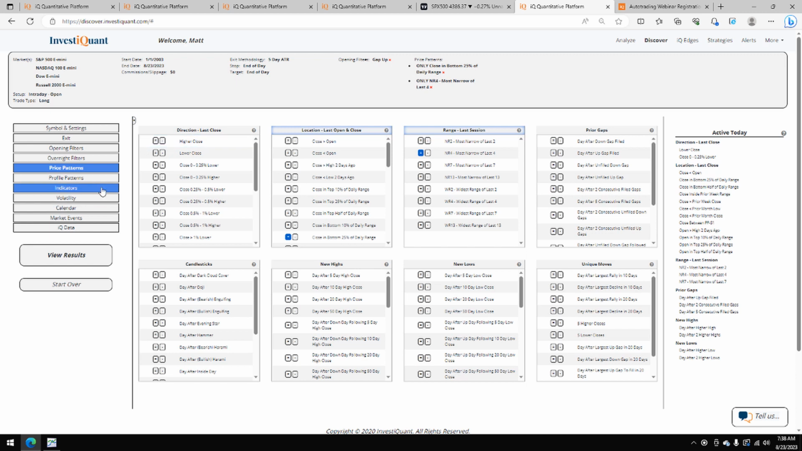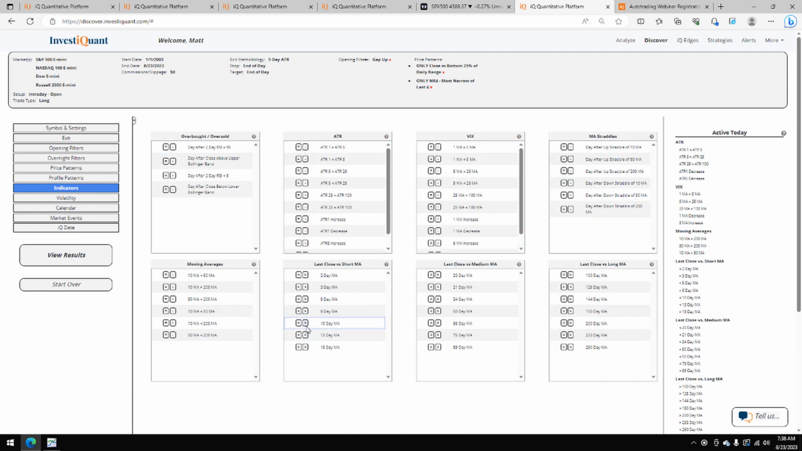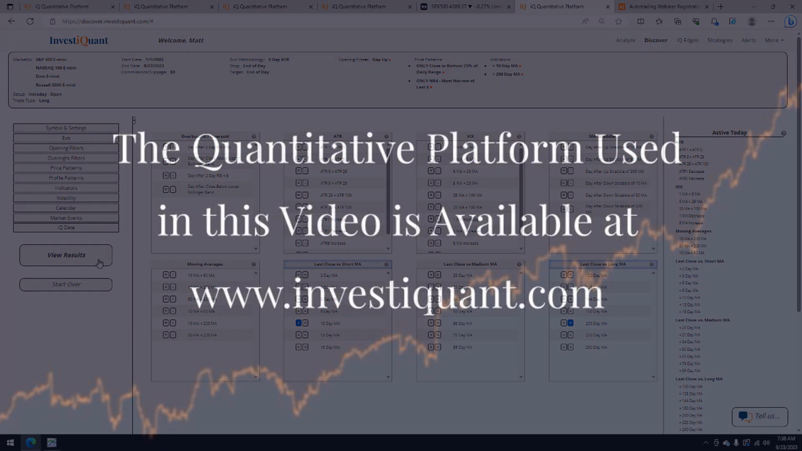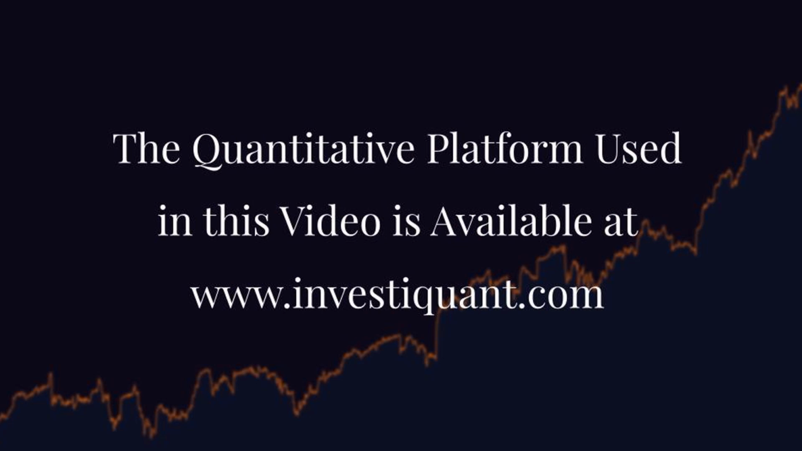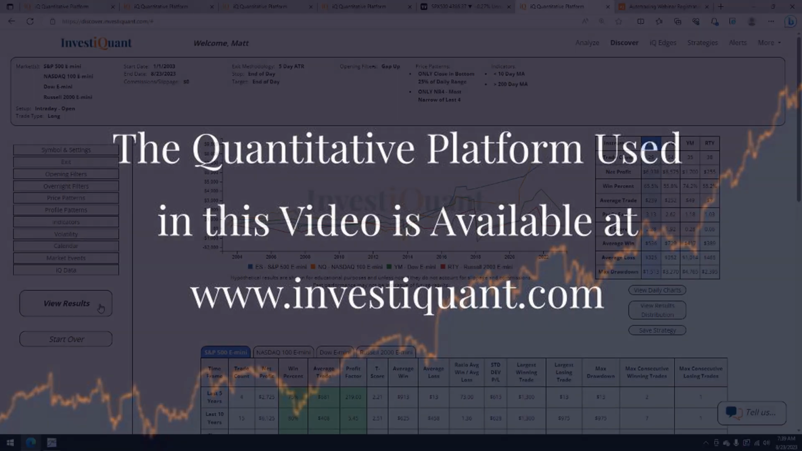The next thing I'm going to do is put us in a similar market environment. Yesterday closed below a 10 but above a 200-day simple moving average. I've added both of those, and now I can click View Results. All right, here we go.